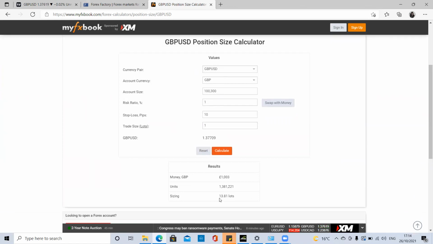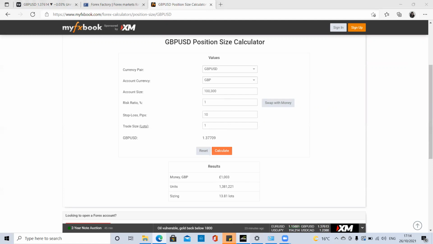So it's telling me use 13.81 lots. So you would just round that up. You can put exactly that, but you can also just round it up if you want to. So that means if I lose this trade, I'm going to lose £1,000. But if I win, I'm going to win £3,000. All right, because remember it's a 3-to-1. So now I know what lot size to use.